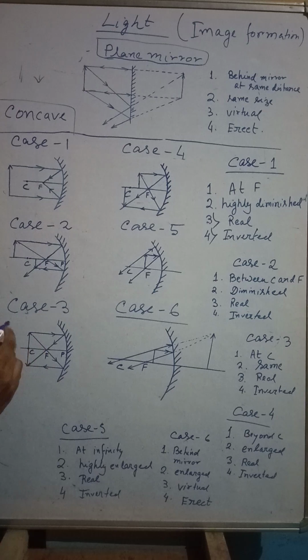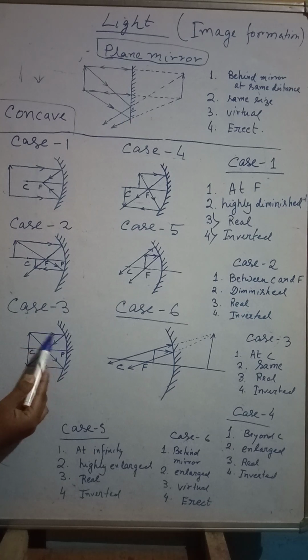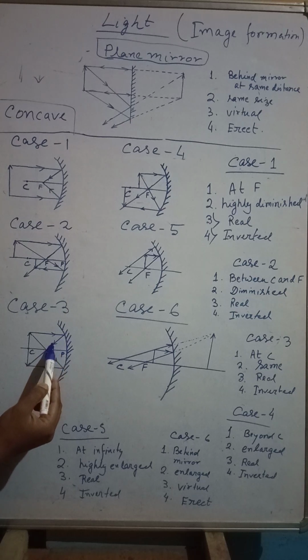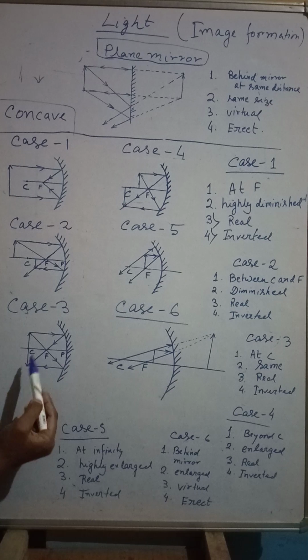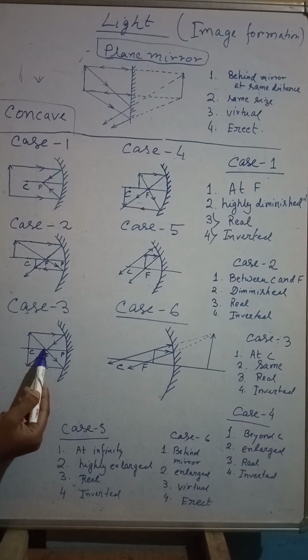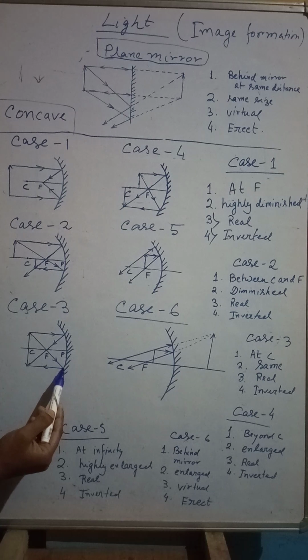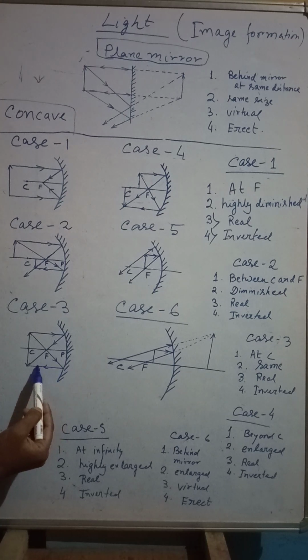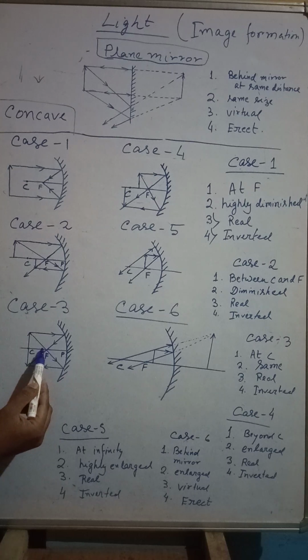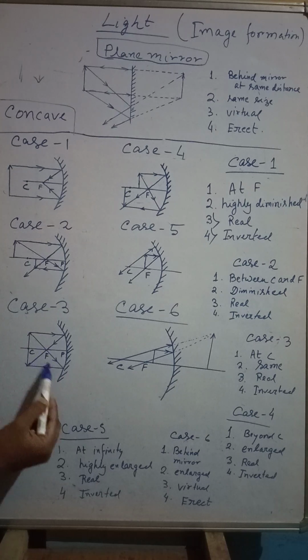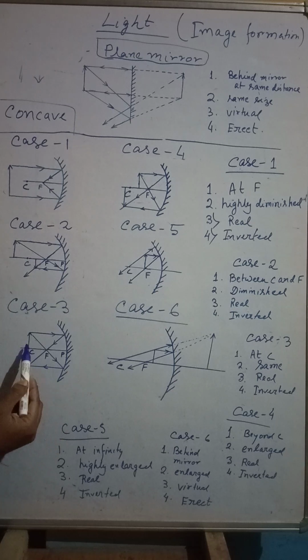Now case 3. This is the object, and this is the image. Initially this is an incident ray parallel with the principal axis, and after reflection the reflected ray goes through the focal point. Another incident ray goes through the focal point, and after reflection the reflected ray becomes parallel with the principal axis. These two reflected rays meet at this point. So this is the image, this is the object.